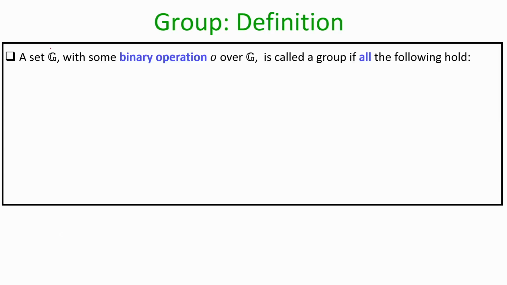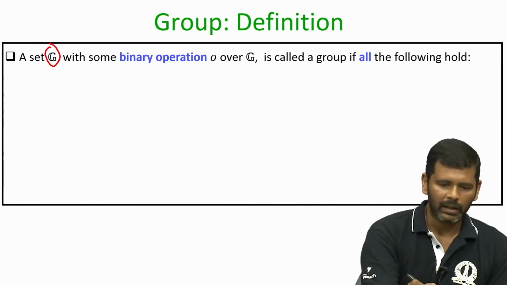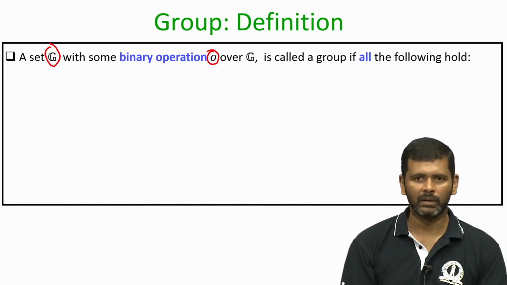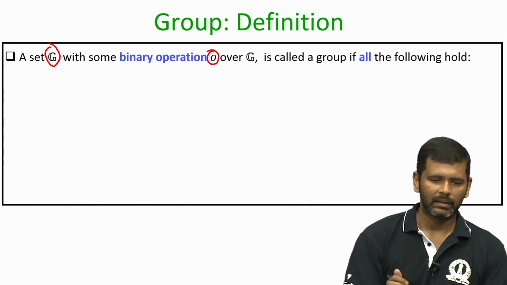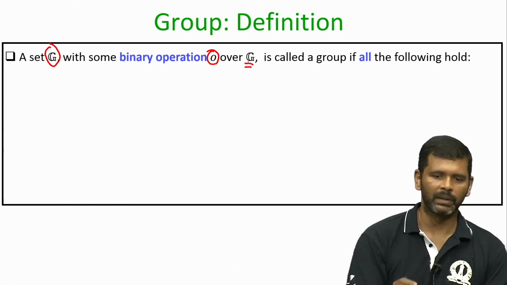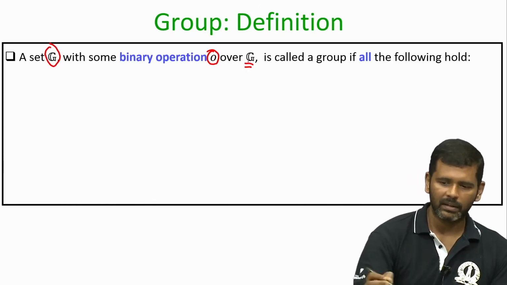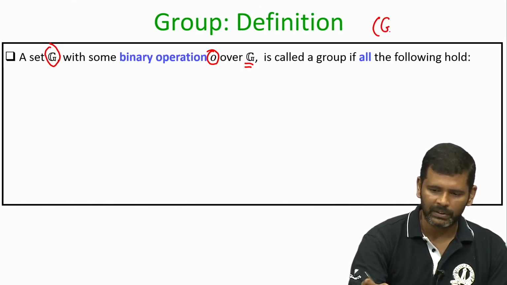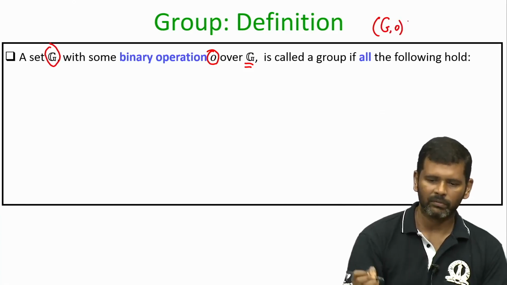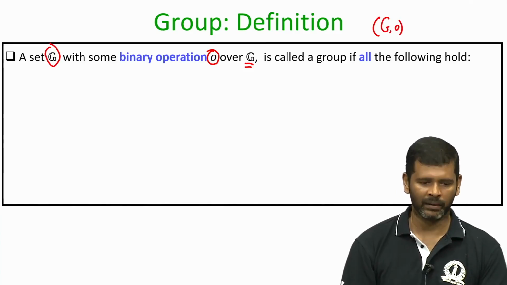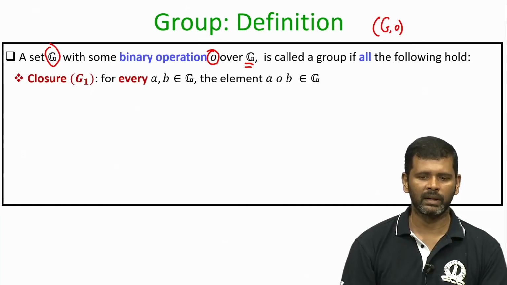So, what is a group? Imagine you are given a set big G which may or may not be finite and you are given some binary operation. By binary operation I mean it operates on two operands and this operation is over the set big G, that means the operands will be taken from your set big G. So, the set big G along with the operation O will be called a group if it satisfies certain properties which we often call as group axioms. So, let us see what are the properties or the axioms which need to be satisfied.